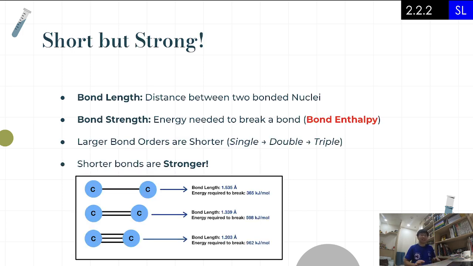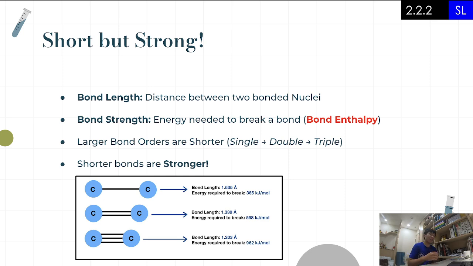And the thing you need to connect with bond order is that the bond length determines the bond strength. Okay, so the strength of a bond impacts a lot of properties of the molecules, and a key thing that impacts bond strength is the length of the bond. So larger bond orders are shorter, so single are really long, doubles are medium long, and triples are shorter. And triple bonds are stronger than single bonds because shorter bonds are stronger, okay? That's all you need to know.